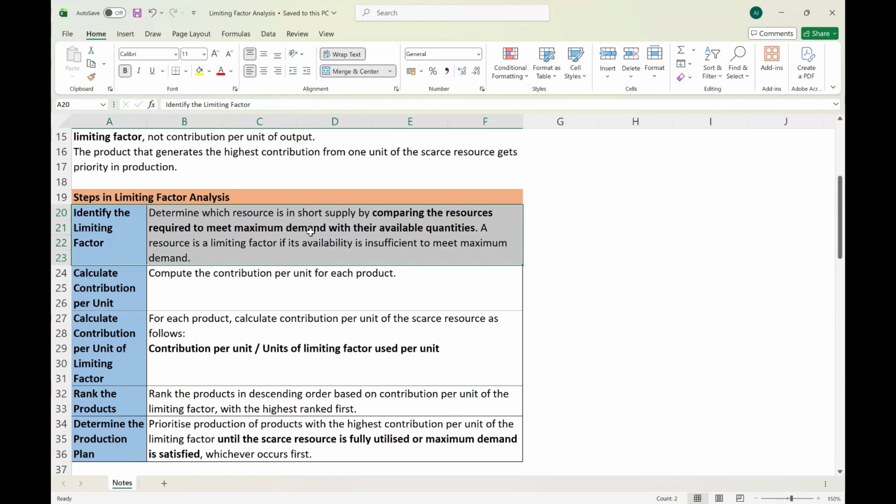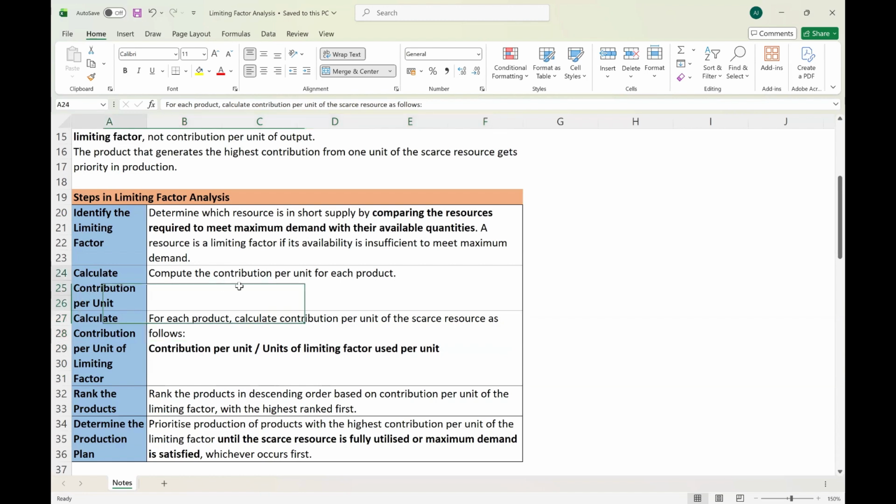Step number 1. Step number 2 is calculate contribution per unit of each product. So that's very simple. What is contribution? Sales minus variable cost. We will calculate that for each product. Step 3. Calculate contribution per unit of the limiting factor. For each product, calculate the contribution per unit of the scarce resource. How? Very simple.